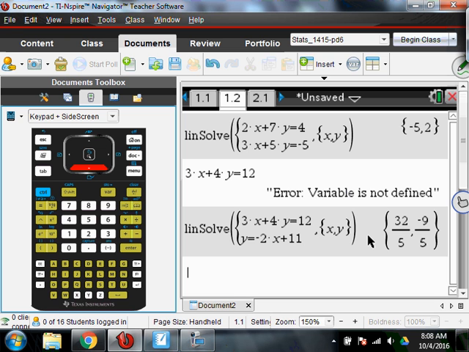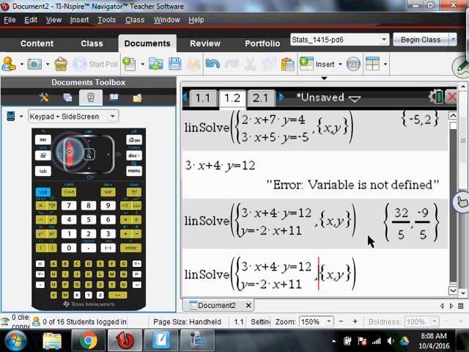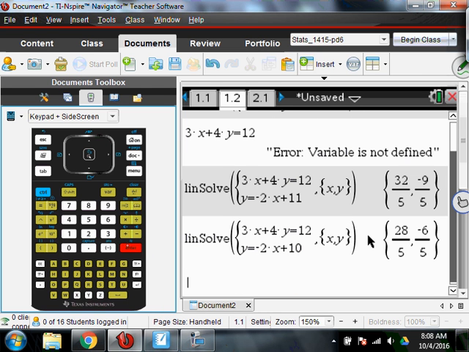Oh, copying and pasting. Does anybody know how to copy and paste on this thing? You just have to go up. You use the directional pad and you just scroll up until it's highlighted, and then just hit enter, and it copies and pastes instantaneously. So I needed to change that 11 to a 10, and whoop, there it is.